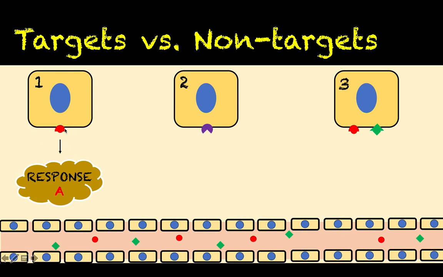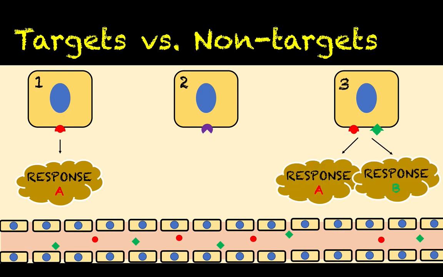Cell number 1 only has a receptor for the red hormone, meaning that it will produce what we'll call response A. Response A is a response that is dictated specifically by the red hormone. However, you'll notice that cell number 3 has receptors for both the red hormone and the green hormone. This can mean one of two different things. First, it could mean that the cell is simultaneously going to produce two different responses: response A, which is the exact same as what cell number 1 did, and response B, which is something that is unique to a cell that possesses the receptor for the green hormone.